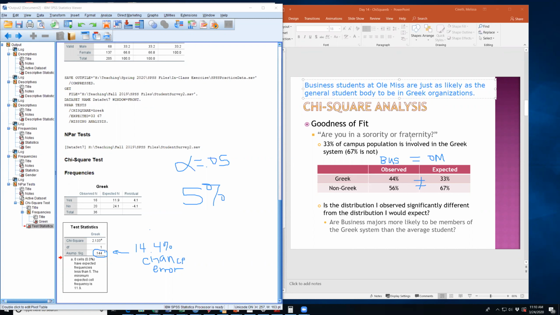So this is what we conclude from this test. What we observed is equal to what we expected, and what that means in plain English is that business students at Ole Miss are just as likely as the general student body to be in Greek organizations. One example, done. We're going to do some more examples. Hopefully, as we just do this over and over again, it'll start to make more sense.